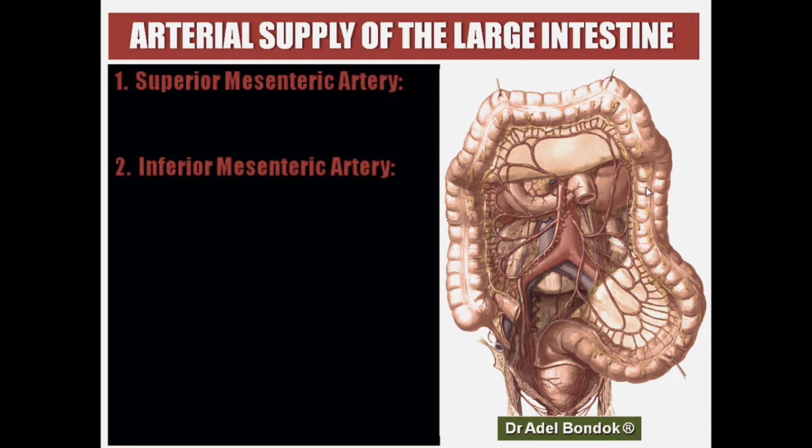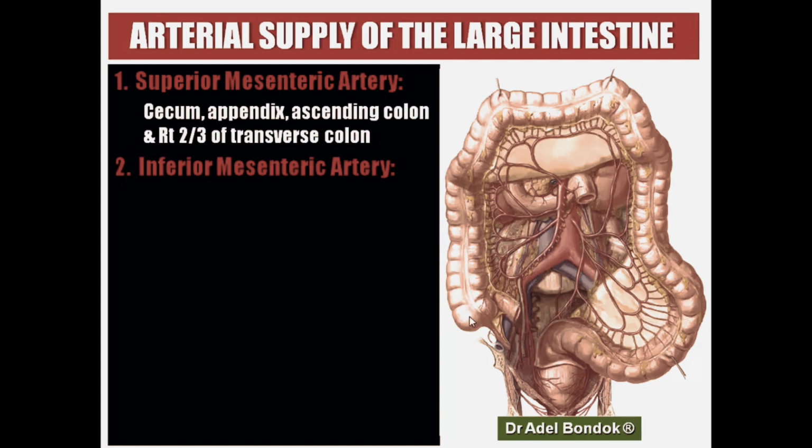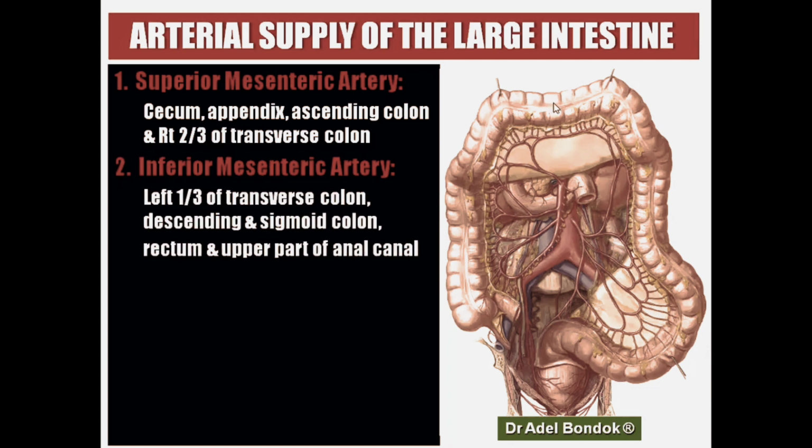And the landmark is here, junction between right 2/3 of the transverse colon and the left 1/3 of the transverse colon. So superior mesenteric artery supplies the cecum, appendix, ascending colon, and the right 2/3 of the transverse colon. Inferior mesenteric artery supplies the left 1/3 of the transverse colon, descending colon, sigmoid colon, rectum, and the upper half of the anal canal.